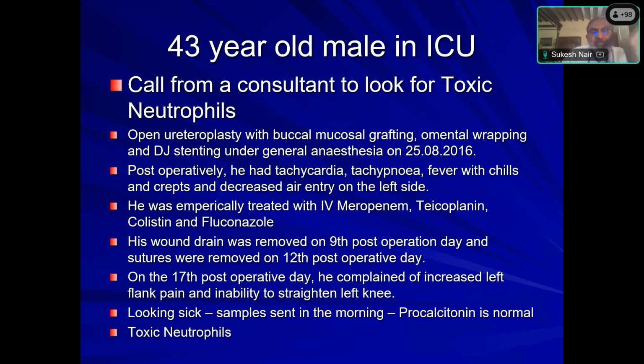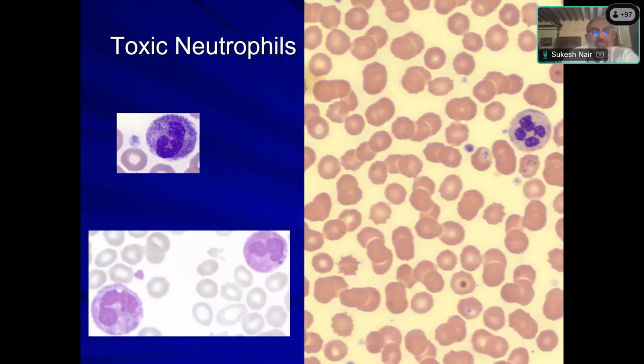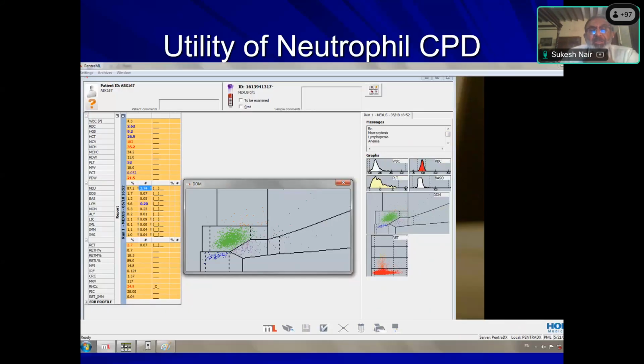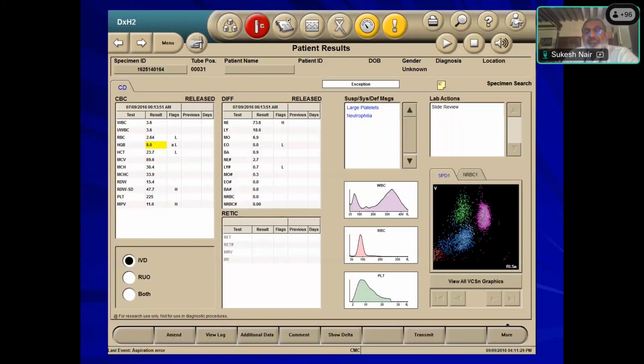So he sent the sample. He asked me to look at the peripheral smear. And of course, I don't rely on the peripheral smear because it can be subjective for toxic neutrophils. We know toxic neutrophils are intensely stained neutrophils. It depends on the stain that you use, whether it's Leishman or Wright-Giemsa or whatever it is. So I looked at his cell count. His white cell count was 4,300.